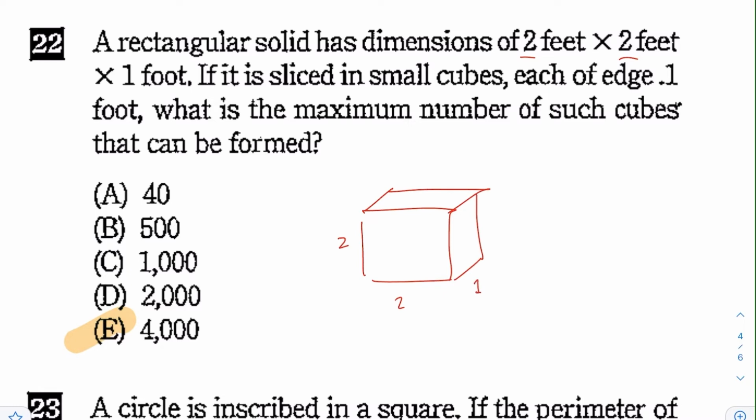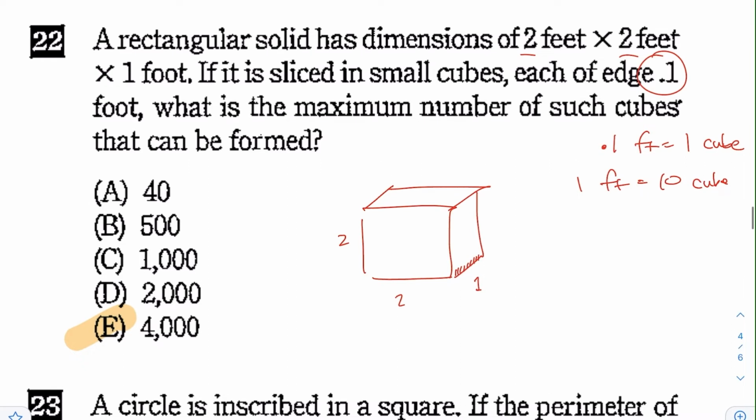So in this case, it's sliced into cubes with an edge of 0.1 foot. So 0.1 feet means that in 1 foot, you can have 10 cubes. And you multiply both sides by 10. You figure out that 1 foot will have 10 cubes. So there will be 10 cubes here. Here you'll have 20 cubes. And here you have 20 cubes. And then if you connect the lines, you see a lot of little teeny tiny cubes here.